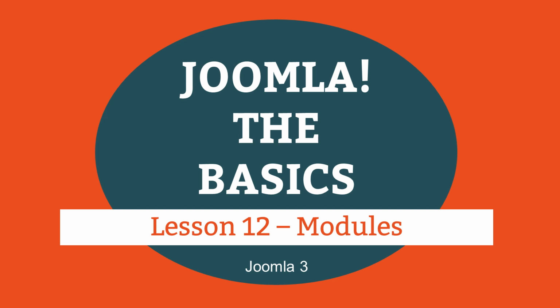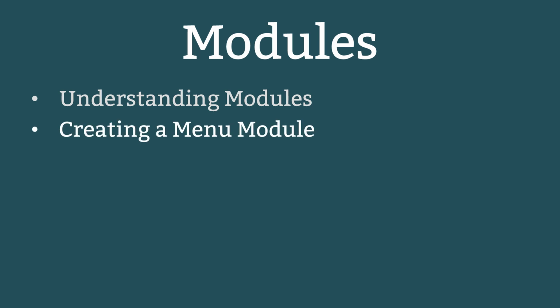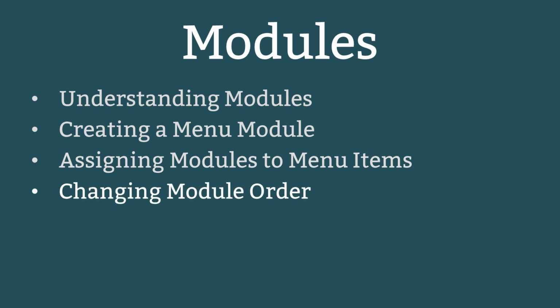This is lesson 12 of 16 lessons on how to build a Joomla website. This lesson is about Joomla modules, and the topics are understanding modules, creating a menu module, assigning modules to menu items, and changing the module order.